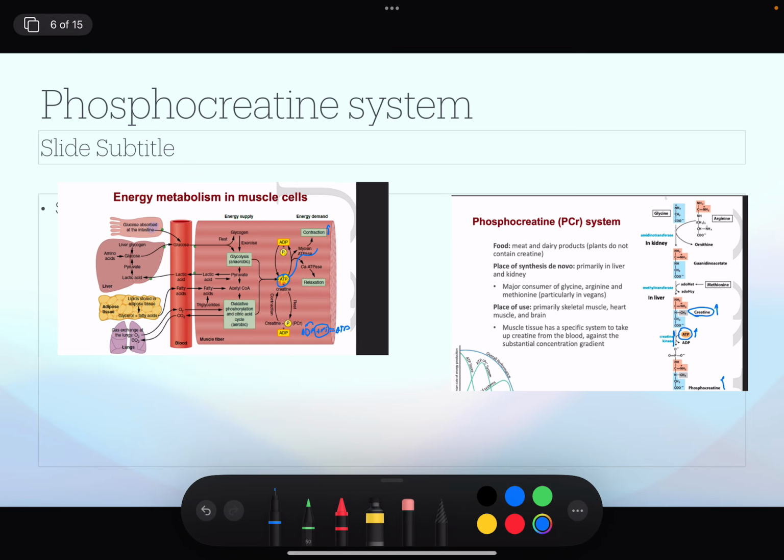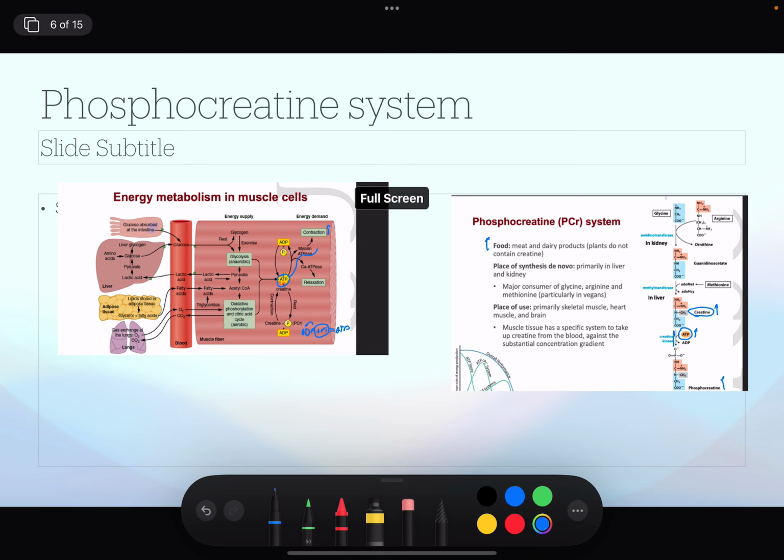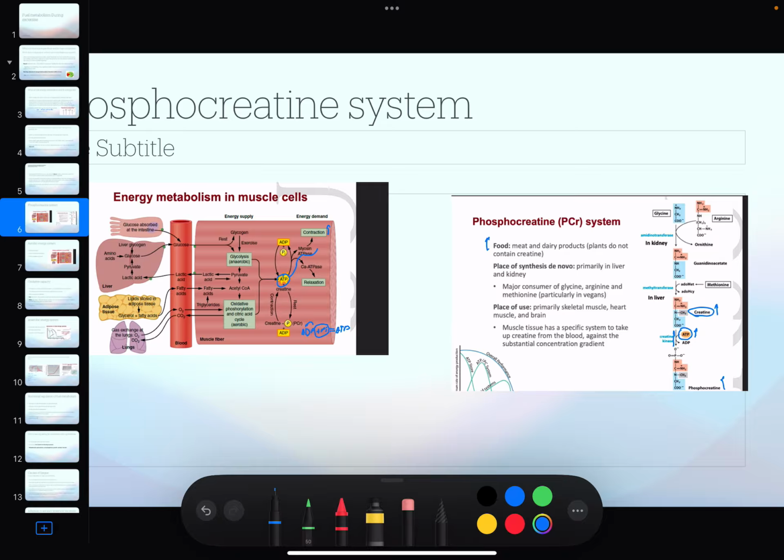Very simple understanding of this system, but it depends on how much creatine you have been taking in, and this is also dependent on the food intake, of course. But it also doesn't provide you energy for more than 10 seconds, so this is another issue. Okay, and let's see the next thing.